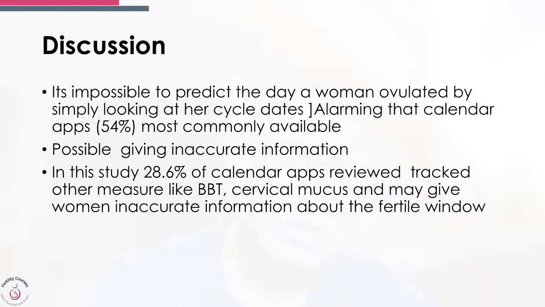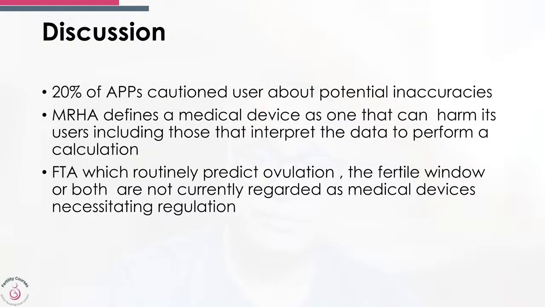In fact, it is quite impossible to predict the day of ovulation by simply looking at cycle dates. And it's alarming that almost 54% of apps used the calendar method. And possibly it gives you inaccurate information. In this study, about 28% of calendar apps were reviewed, and they tracked other things like basal body temperature, cervical mucus. In fact, with all these, you may still end up giving quite confusing information about the fertile window. 20% of apps cautioned users about inaccuracies.